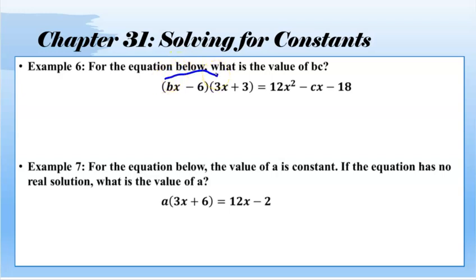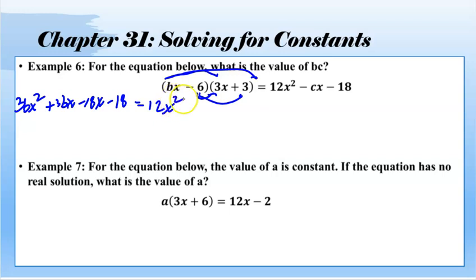So if I FOIL this, this is going to give us 3bx squared. And then I have 3bx. Then I distribute the next term, so that would be a negative 6 or negative 18x. And then I would have a negative 18. Now for this one, the middle terms have our x's here. Our other side, I have 12x squared minus cx minus 18.